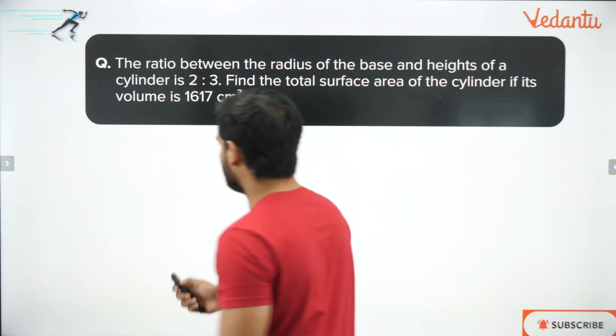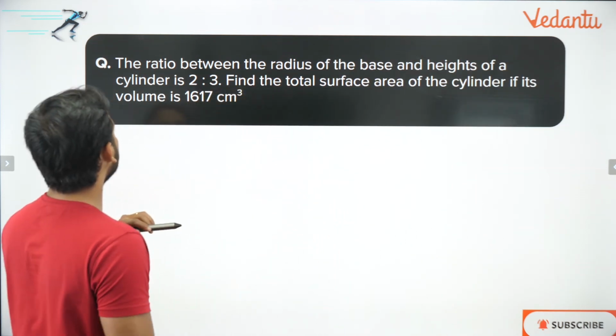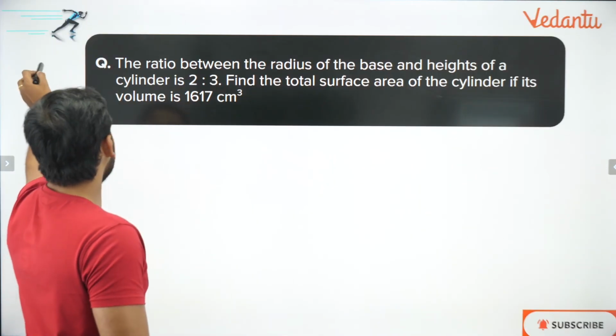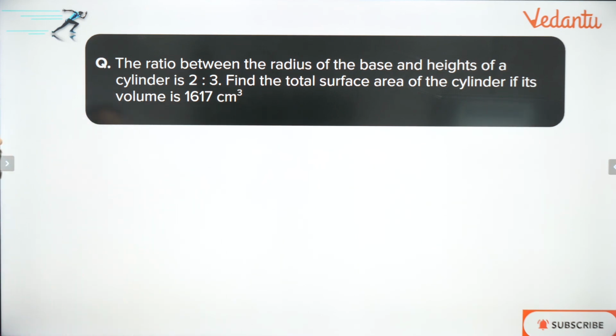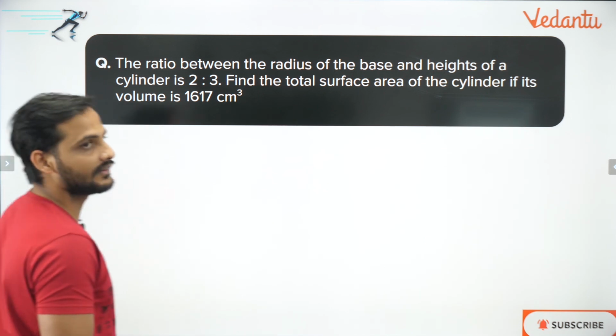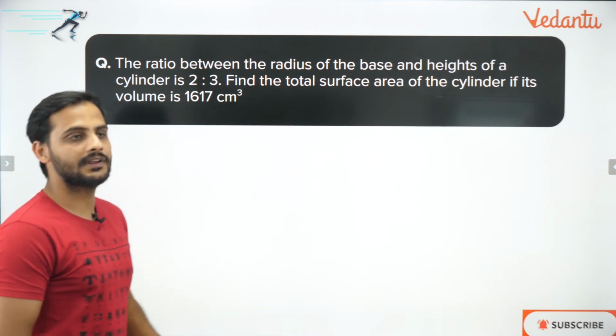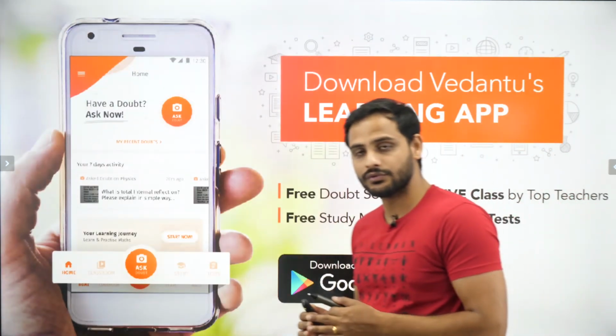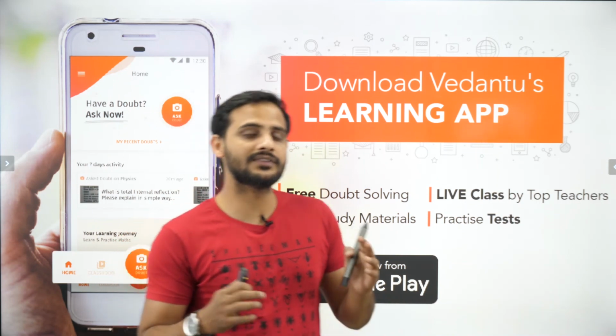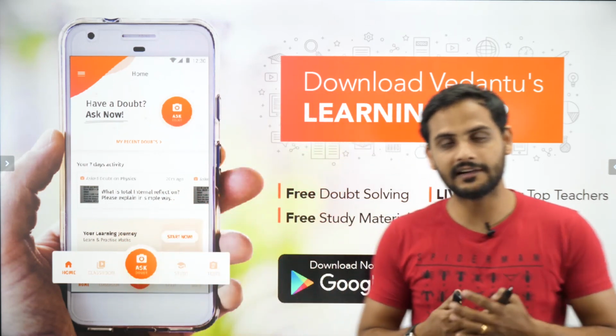Okay, bachcho. So now this will be your homework question for today. The ratio between the radius of the base and height of a cylinder is 2:3. Find the total surface area of the cylinder if its volume is 1617 centimeter cube. This is your homework question bachcho. Okay, so I'll see you soon in the next session bachcho, and we'll be solving some more hot type of question related to this chapter.